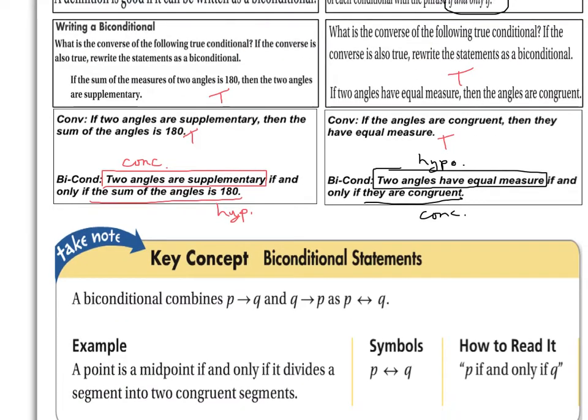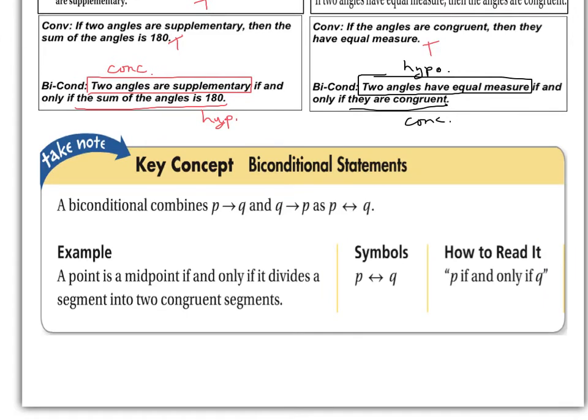All right, so we've written biconditional statements now, so this goes through and explains here. It says a biconditional statement combines "if P then Q" and "if Q then P" as "P if and only if Q," and that's what that means right here. P if and only if Q. That's what the double arrow means, in both directions. A point is a midpoint if and only if it divides a segment into two congruent segments. So in this case, this is an example of a biconditional.